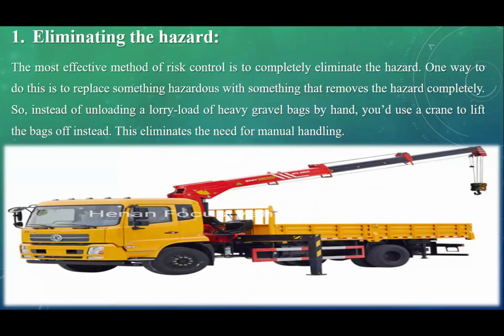Okay, now going through the hierarchy of hazard, the first one is eliminating the hazard. The most important method of risk control is to completely eliminate the hazard. One way to do this is to replace the hazardous item with something that removes the hazard completely. So instead of unloading a lorry load of heavy gravel bags by hand, you should use a crane to lift the bags, as you can see in the picture. In this way you can eliminate the hazard.